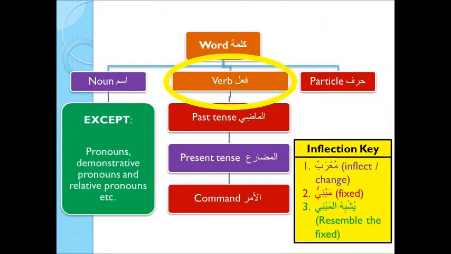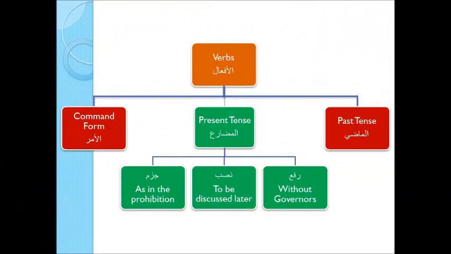Now we'll revise the verbs. The verbs are made up of three different tenses, al-madi, the past tense, al-mudari', the present tense, and the command form, al-amr. And as mentioned, the present tense verb is declinable, which means it changes according to governors. There are three different states for the present tense verb: rafa, without governors; nasab, with nasab governors, to be discussed later; and jazm, as with the prohibition verb discussed in level 2.